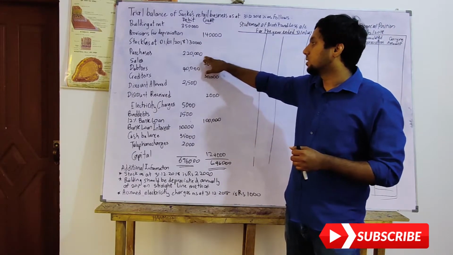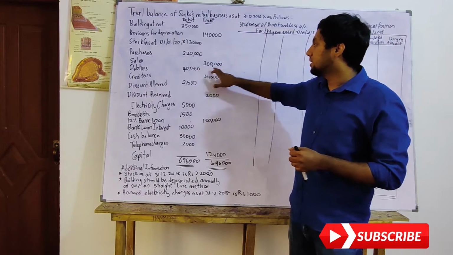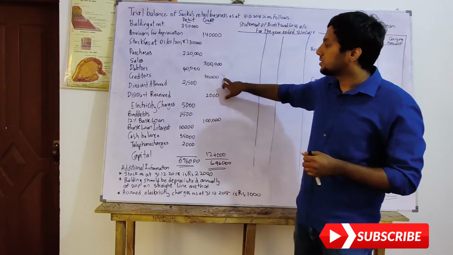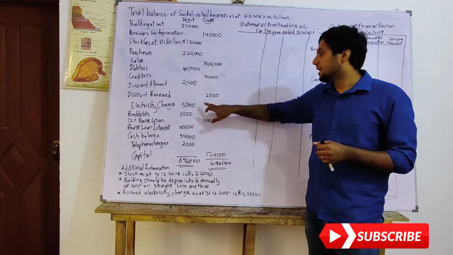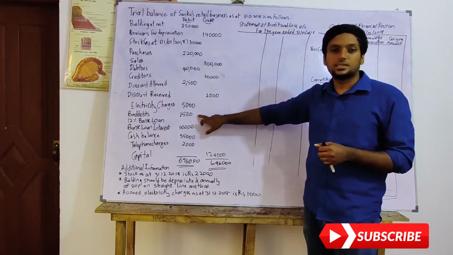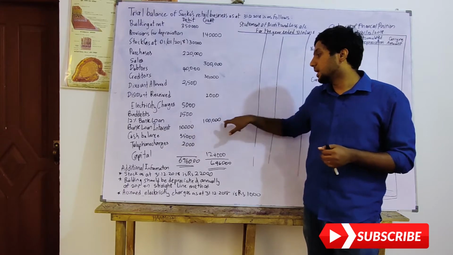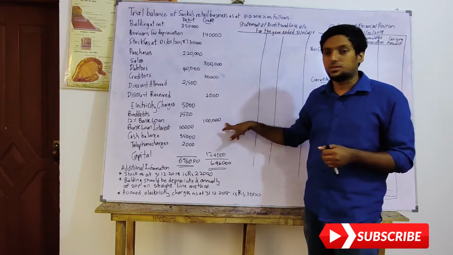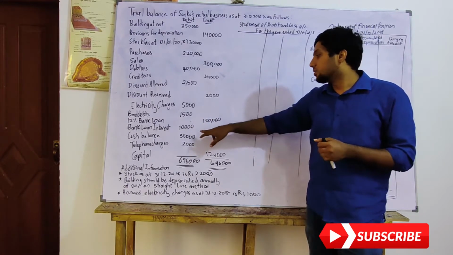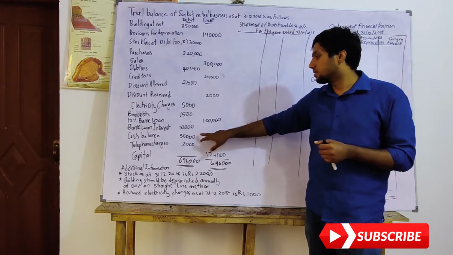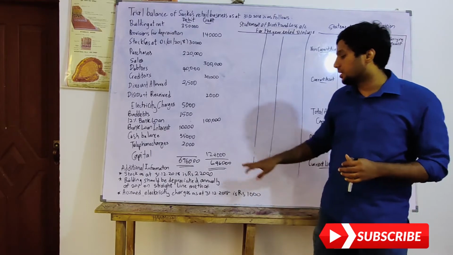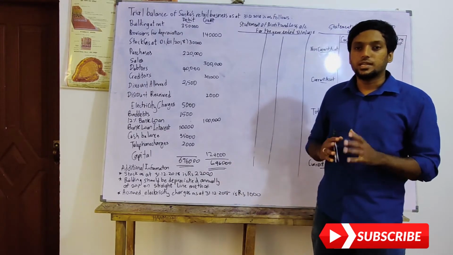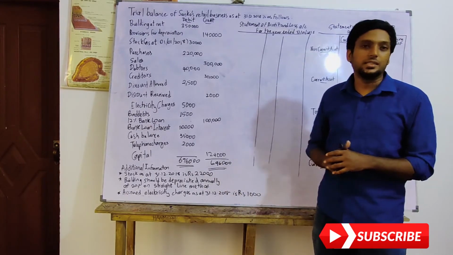Purchases is 220,000. Sales 300,000. Debtors 40,000. Creditors 30,000. Discount allowed is 2,500. Discount received is 2,000. Electricity charges is 5,000. Bad debts is 1,500. 12% bank loan, which is a non-current liability, they have represented 100,000, as well as bank loan interest 10,000 and cash balance 35,000, telephone charges 2,000 and capital 124,000. Easy as possible. Let's move on to the additional information.